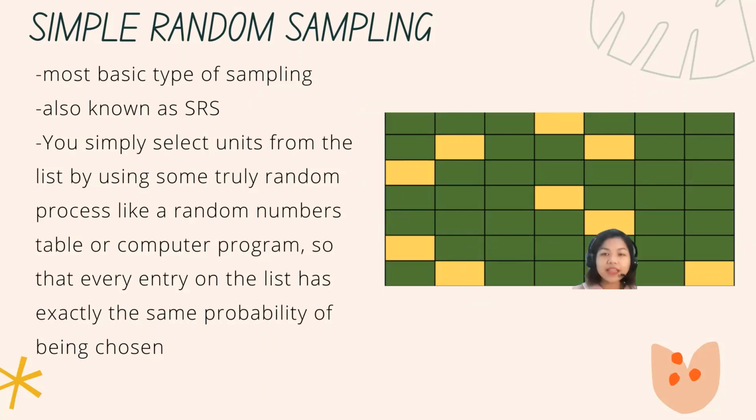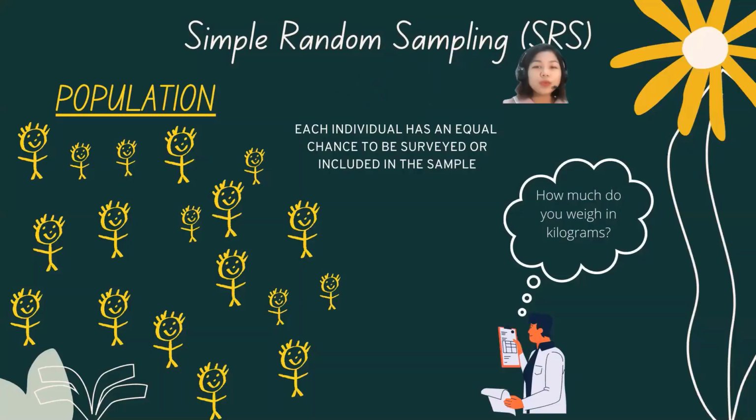So, kunwari, the entire figure here is our entire population. So, ito yung mga napili by randomization, yung nasa yellow. Sila yung magiging part ng ating sample. So, how do we do a sampling technique with SRS? So, meaning, we have the entire population here. Again po, each individual has an equal chance to be surveyed or included in the sample.